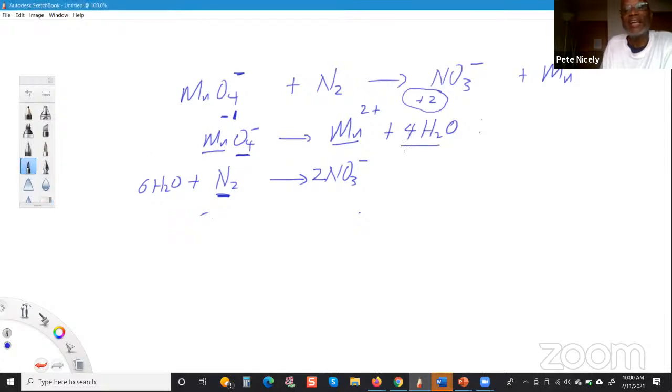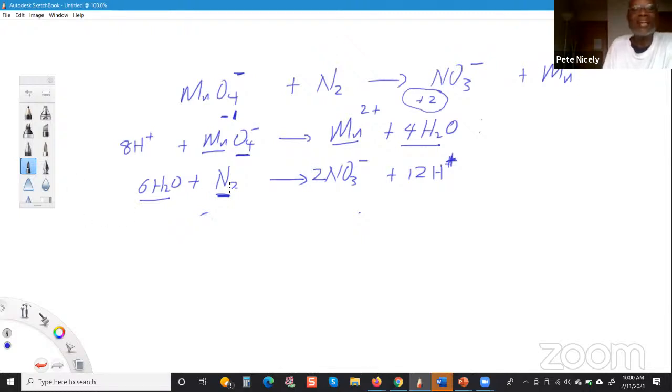We have a total of 8 hydrogens on this side. We have no hydrogens on this side. So that means we add 8 hydrogen ions on the left. In the second half equation, we have no hydrogens on the right. We have 12 on the left. So that means that we add 12 hydrogen ions on the right. Okay, so that's the important step I missed.